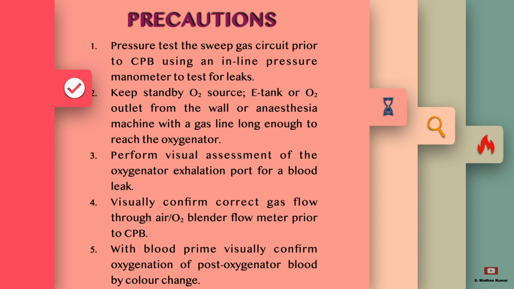Perform a visual assessment of the oxygenator exhalation port for a blood leak. Visually confirm the correct gas flow through the air oxygen blender flow meter prior to CPB. With the blood prime, visually confirm the oxygenation of post-oxygenator blood by color change.